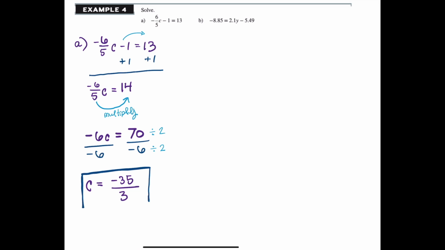So when you're doing the homework questions, the system will be looking for the reduced fraction. So just as a heads up, if you were to type in 70 over negative 6 or negative 70 over 6, it will likely count that answer incorrect because it wants the reduced fraction. So you always want to see, can I reduce the fraction beyond what it currently is?